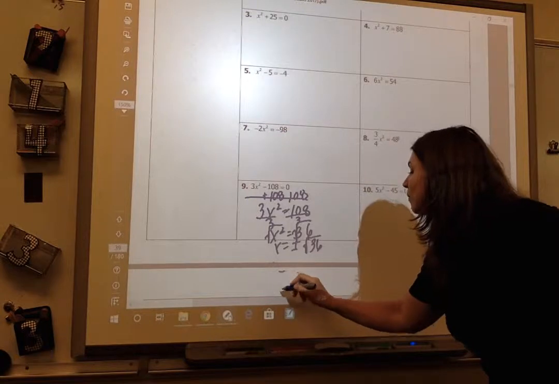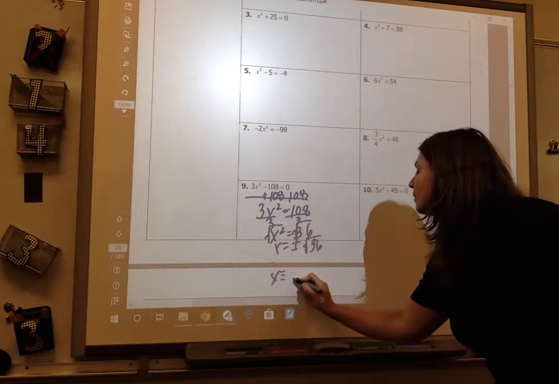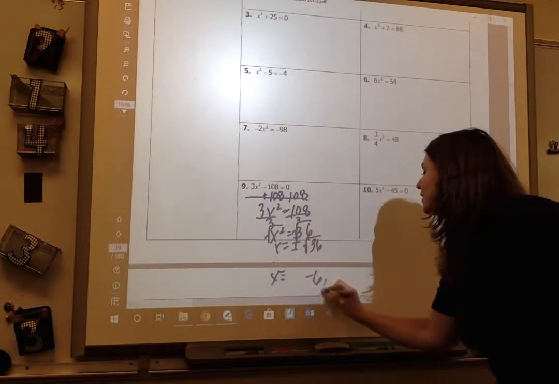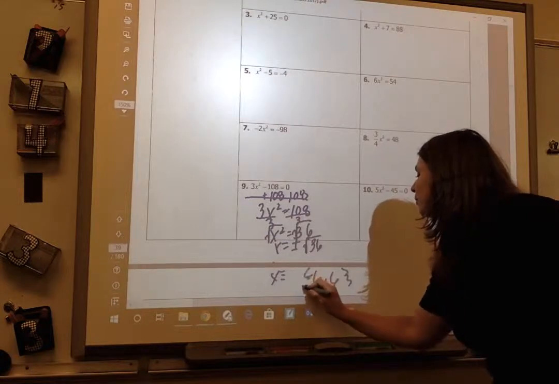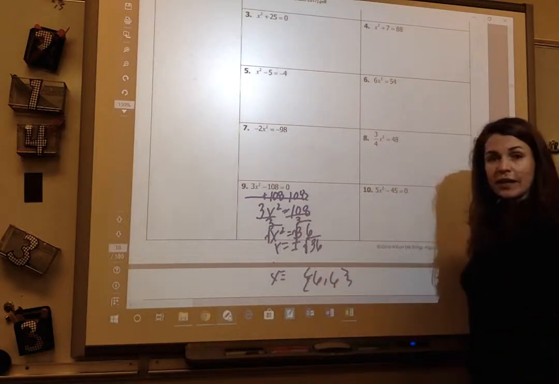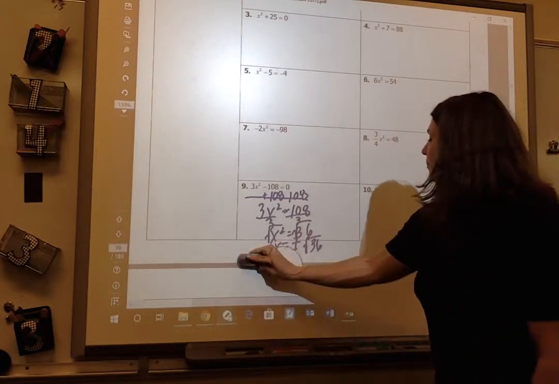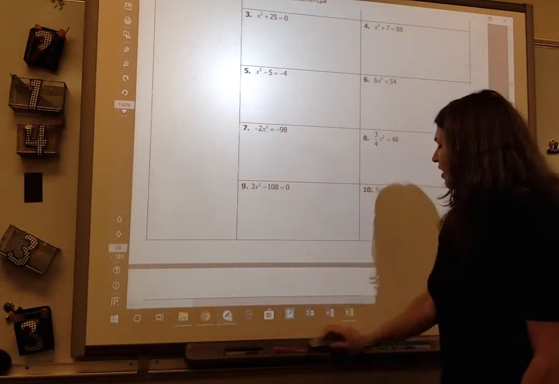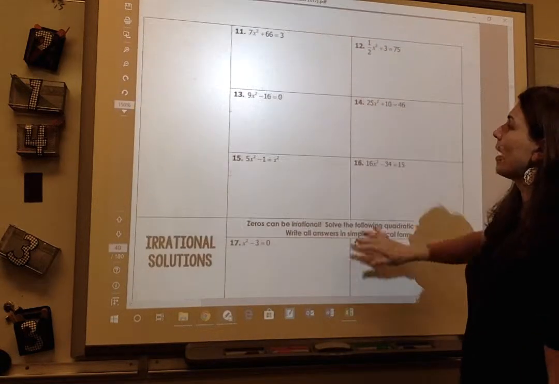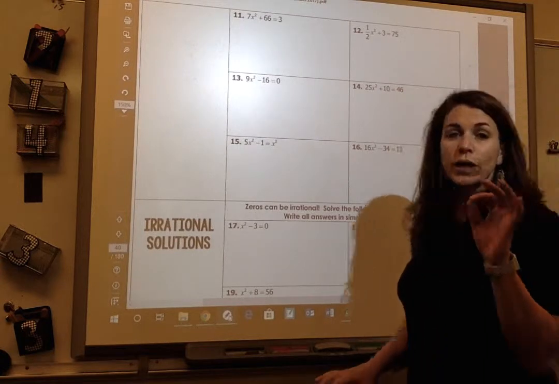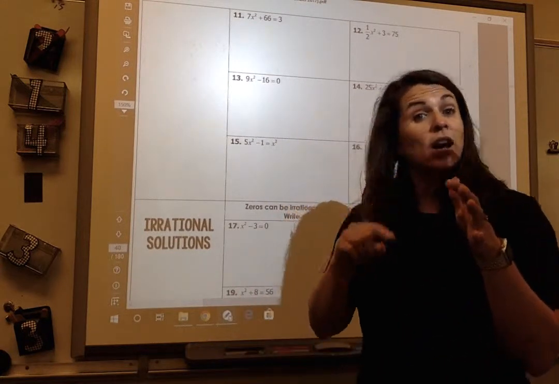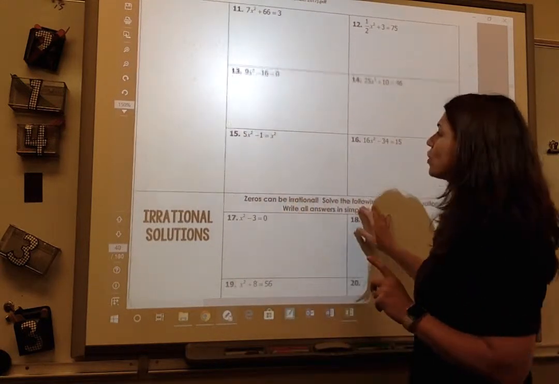So x equals negative 6 and 6 with brackets, and for whatever reason it's not working. So x equals negative 6 and 6. All right. Hopefully that's just kind of review about how to solve equations. The only tricky part there is make sure that you cannot take the square root of a negative number, so watch out for that.